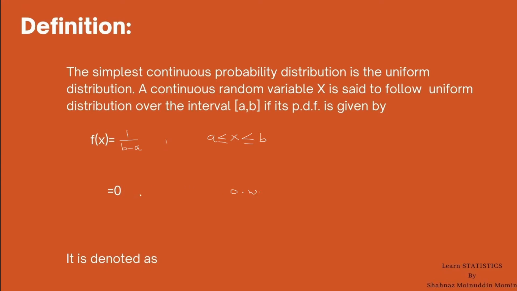Means the p.d.f of continuous uniform distribution is 0 other than the range a to b. It is denoted as x follows U for uniform, a comma b. This is the notation of uniform distribution over the interval a to b.